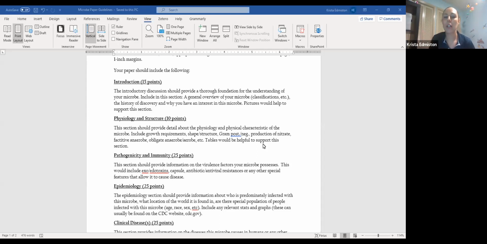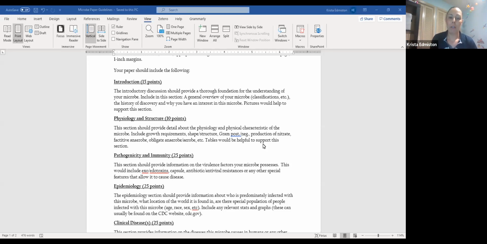The next section, this should be a nice bulky section. It is worth 25 points. We're talking about any virulence factors, so any factors specific to that organism that help contribute to disease. I think everybody picked an organism that causes a disease, so we'll be focusing on what diseases it causes. If it has a capsule, if it has a toxin it secretes, something like that.